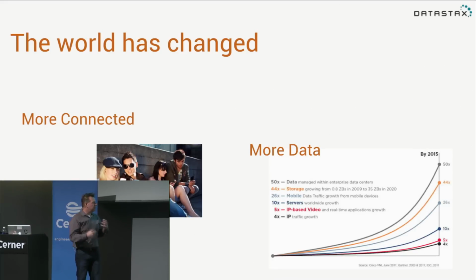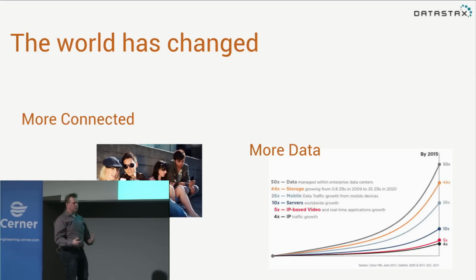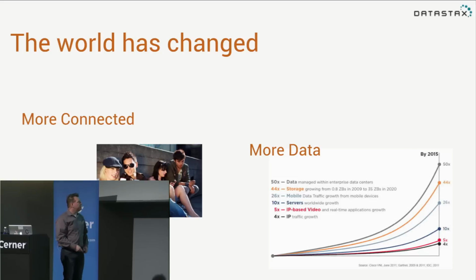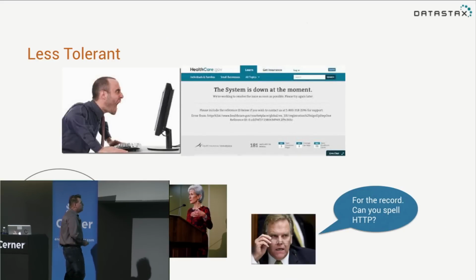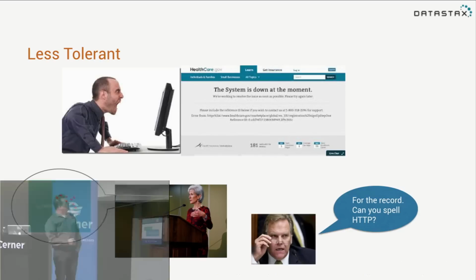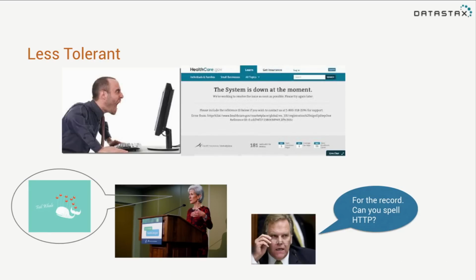So the nature of us humans is that we are going to be more connected and be more pack ratty, and so we have to deal with that problem. We're also a lot less tolerant of problems. I don't know if you could see that, but this might be near and dear to you guys. I mean, healthcare.gov is a great example. That was a big public example.